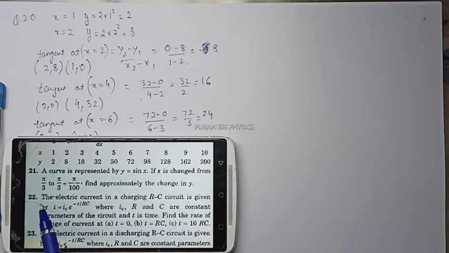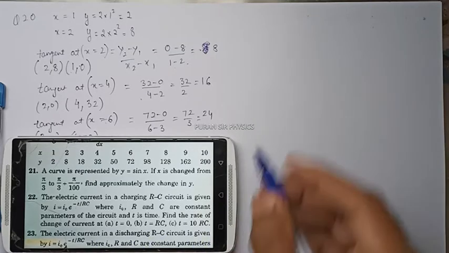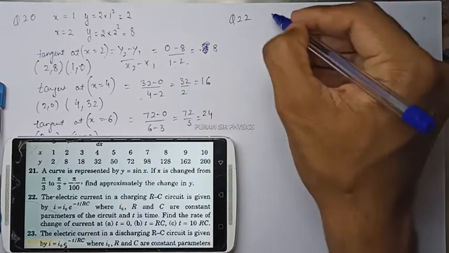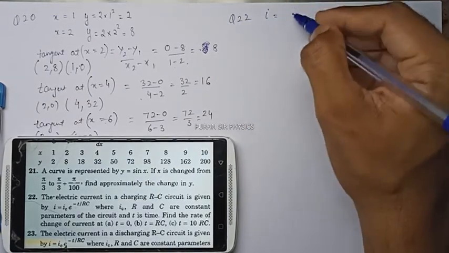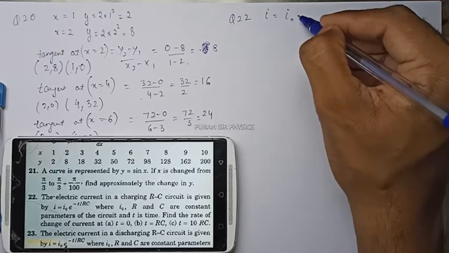In question number 22, the electric current in a charging RC circuit is given by this expression, where I naught, capital R and C are constant parameters of the circuit and t is the time. Find the rate of change of current at t equals 0, t equals RC and t equals 10 RC. So first of all, here I write the expression. Your I in the RC circuit is varying like this.